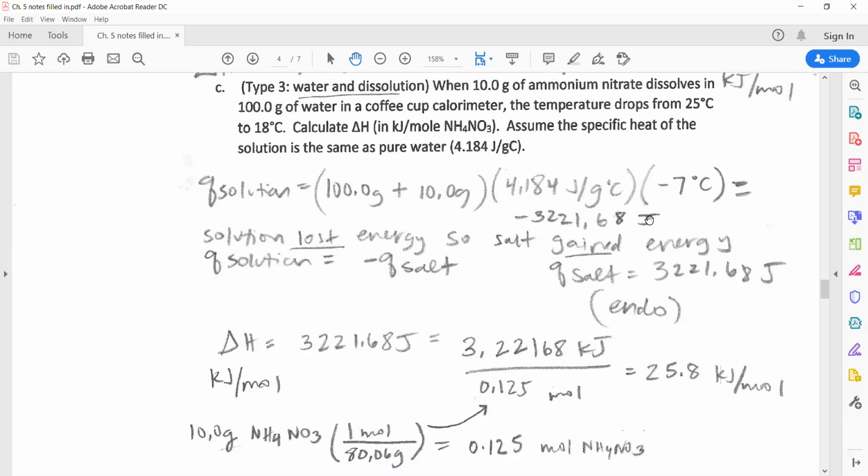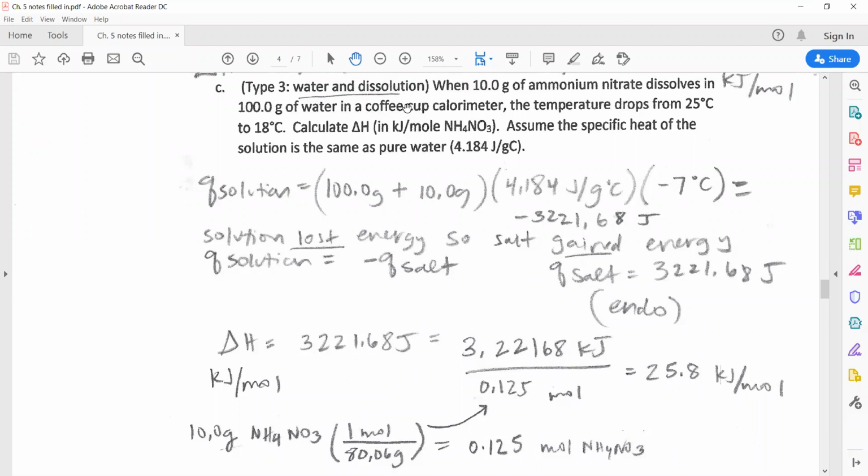-3,221 joules. Once again, if the solution lost energy, the salt must have gained energy. The process, when it dissolved, gained that energy. So we now know the Q of the salt, how much energy the salt took in. It took in the 3,221.68 joules. So it's an endothermic process.